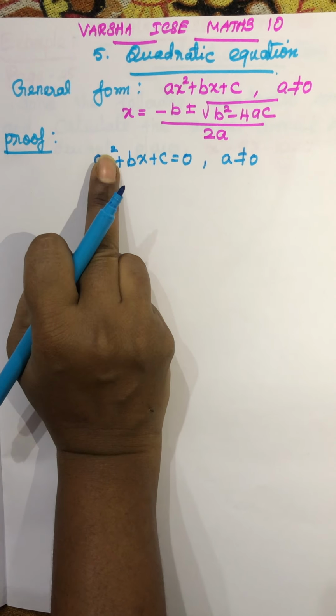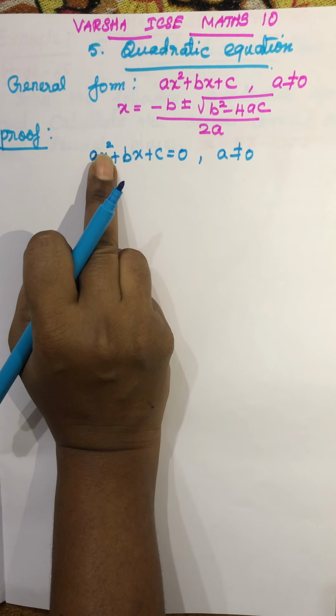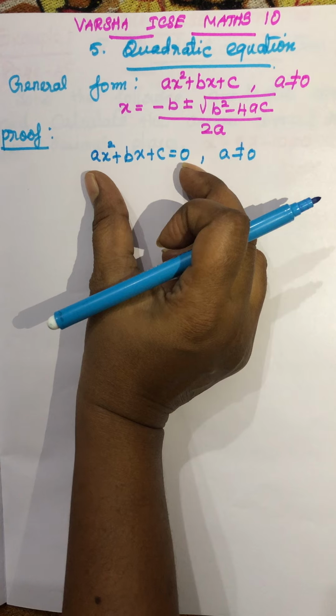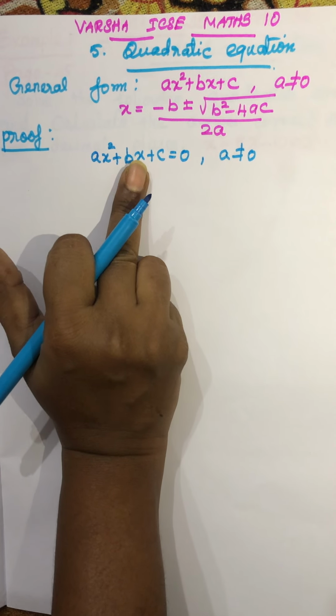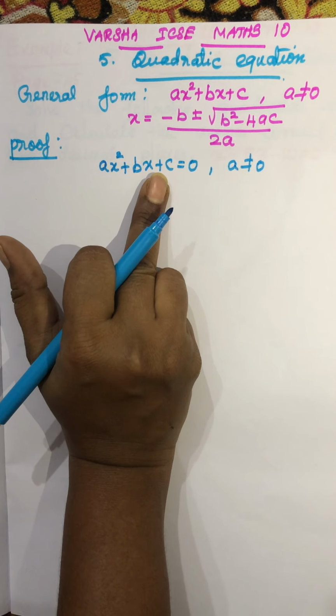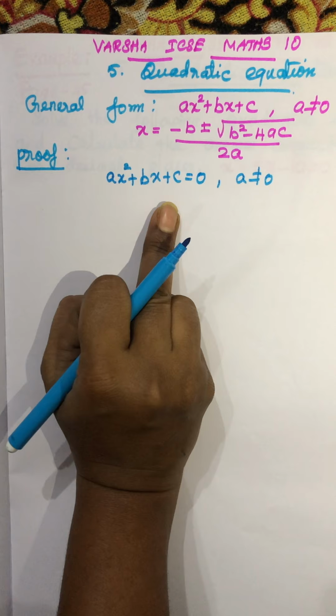The highest power of x is 2. If the power is 2, you can say it is a quadratic equation. If you don't have the square power, it is a linear equation. If the highest power is 3, you can say it is a cubic equation.